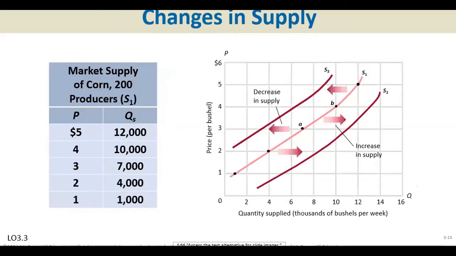So now let's see the shifters of supply, anything that changes the supply curve. An increase in supply will move the supply schedule or supply curve to the right, from S1 to S2. A decrease in supply, you will see a movement from S1 to S3, which is a movement to the left.